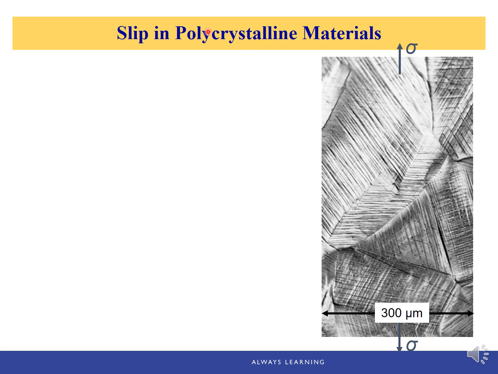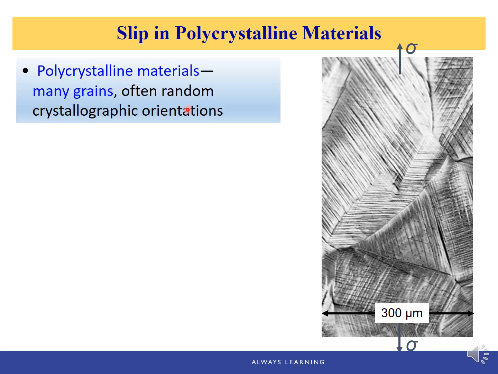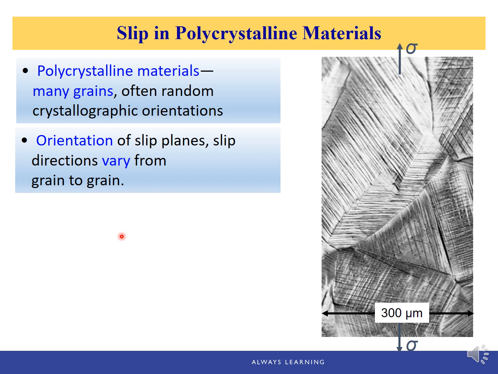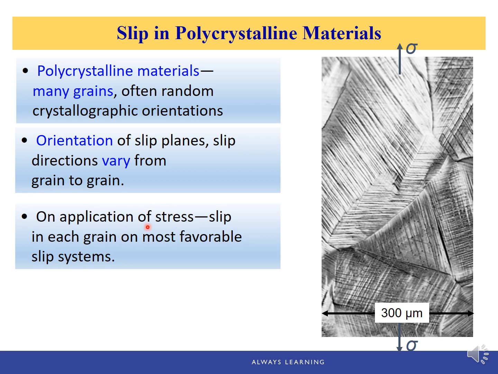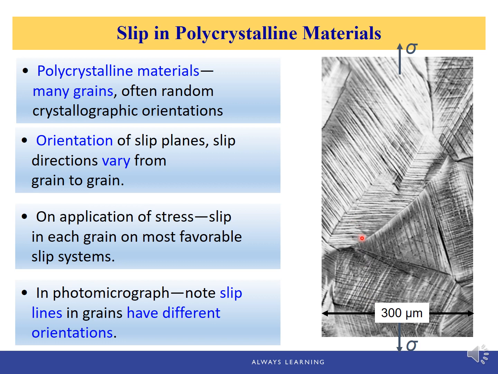Deformation and slip in polycrystalline material is somewhat more complex because of the random crystallographic orientations of numerous grains. The direction of slip varies from one grain to another. So on the application of stress, slip occurs in each grain on the most favorable slip systems, and again those systems have different orientations in different grains. Therefore, in this microscopic graph, the slip lines in different grains have different orientations.